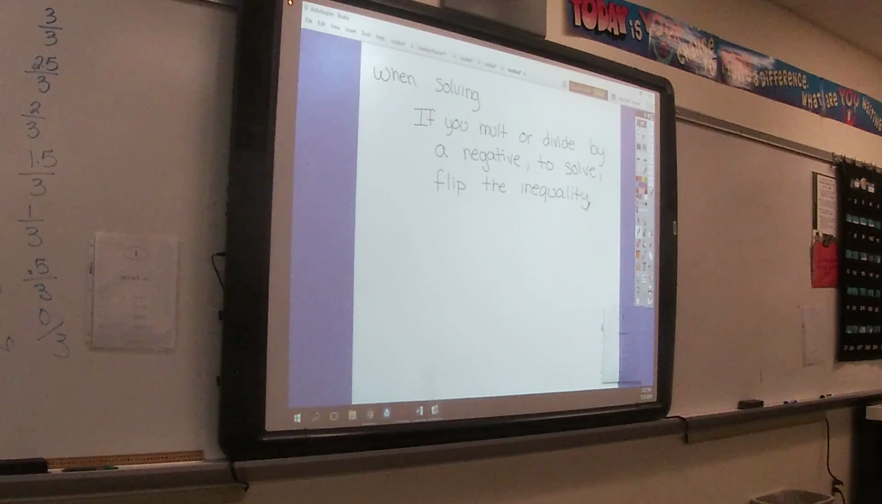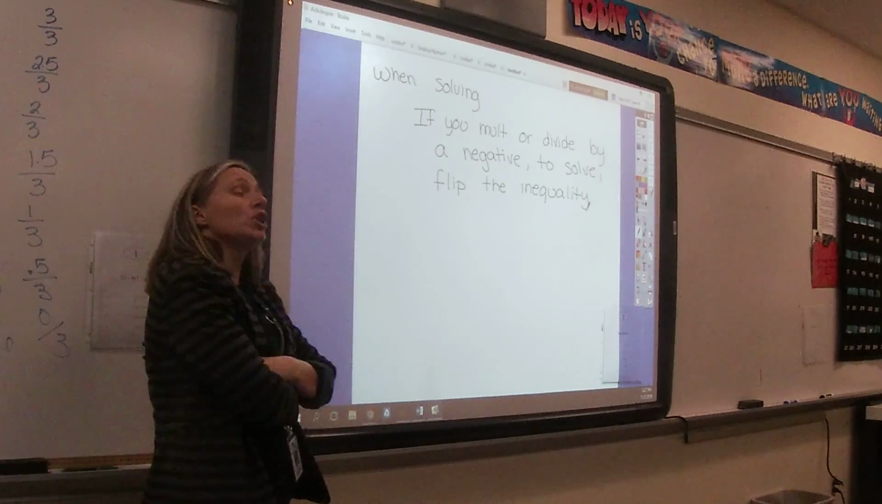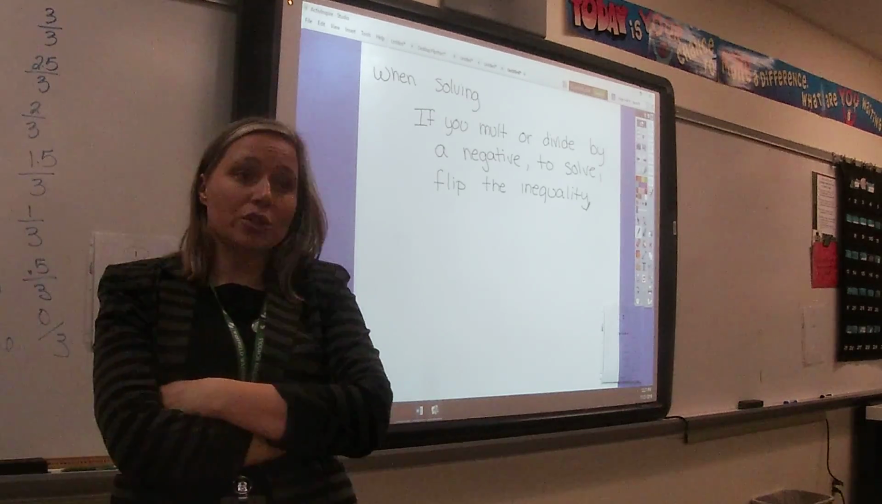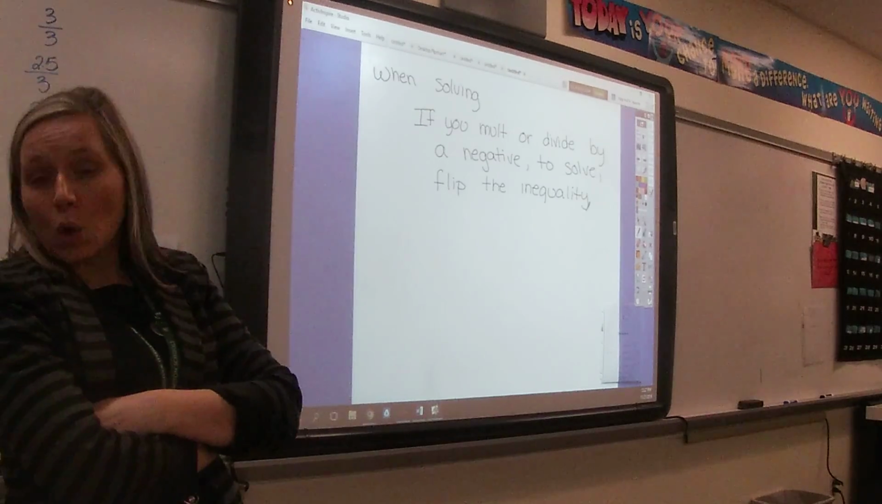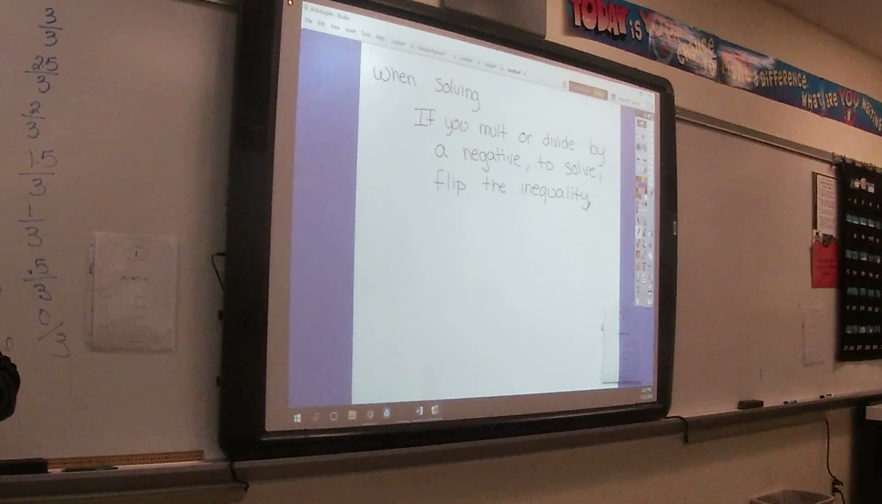Okay, so if you multiply or divide by a negative to solve, we have to flip the inequality sign. So we don't flip the sign if it's anything with addition or subtraction. But if we are multiplying or dividing by a negative and we are solving, we flip the inequality sign. How many of you say you've heard that before? Anybody know why?